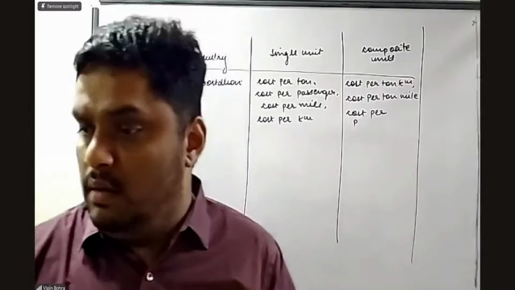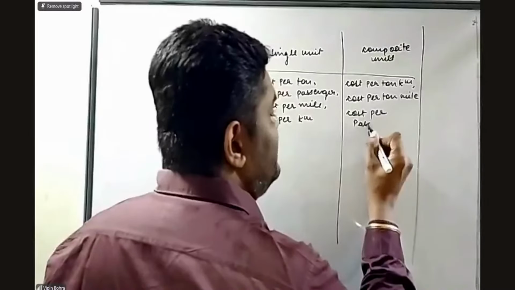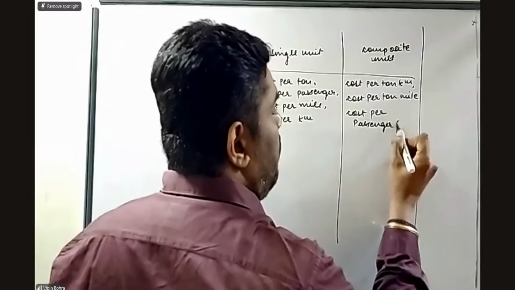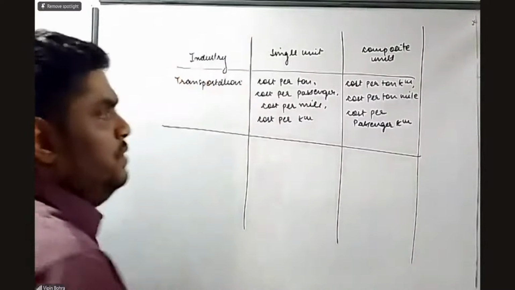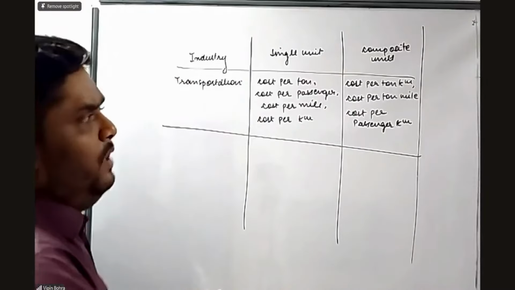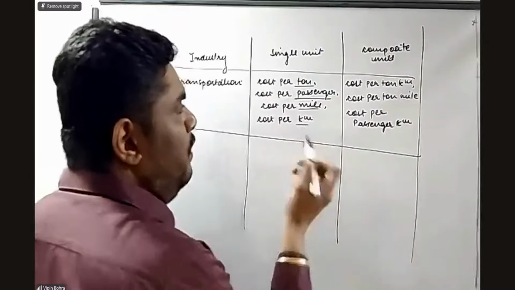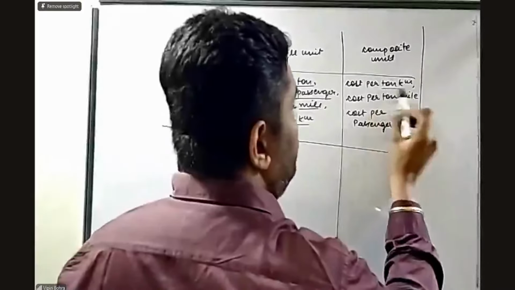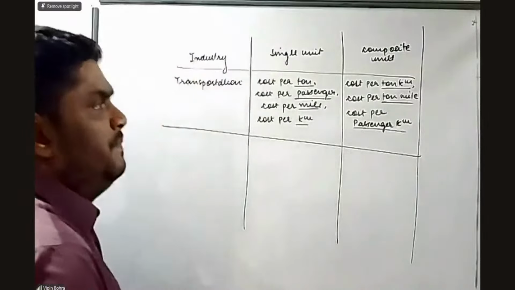Okay sir, done. Yeah. So it can be cost per passenger kilometer. So these can be the number of units, and accordingly we will calculate the cost per unit. So the unit can be either ton, passenger, mile or kilometer, or in composite unit it can be ton kilometer, ton mile or passenger kilometer.